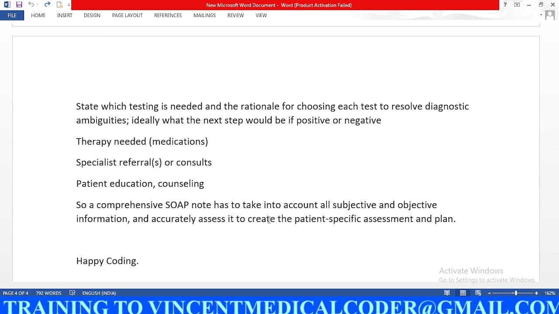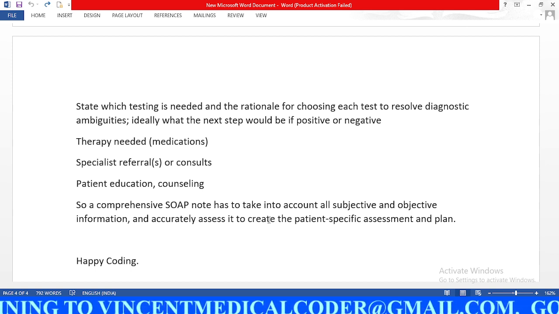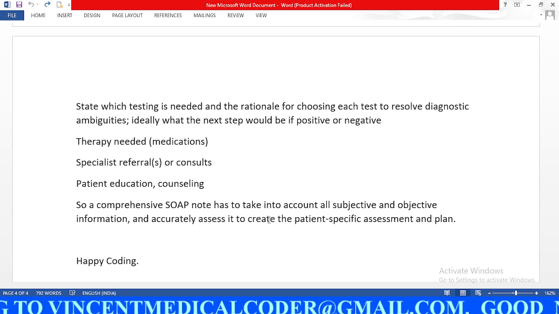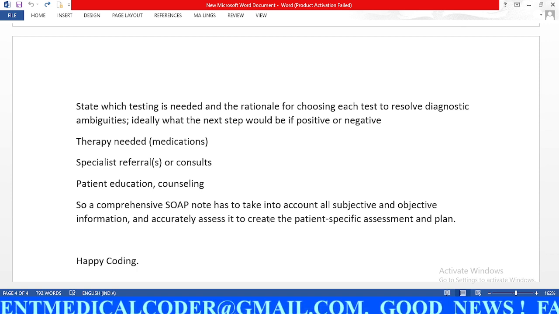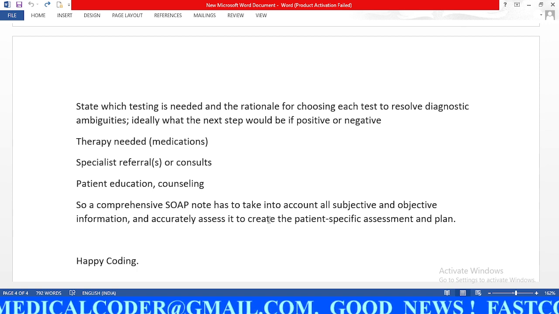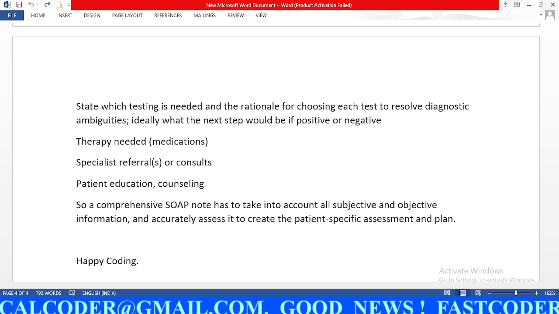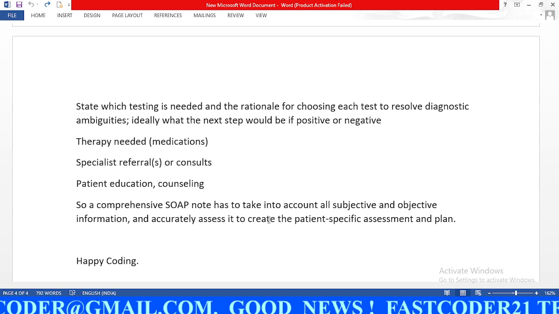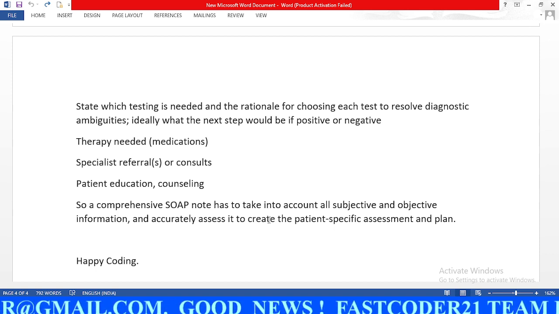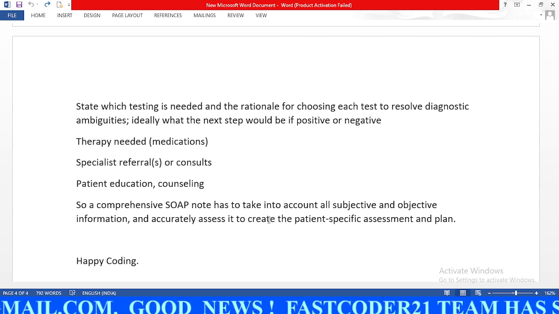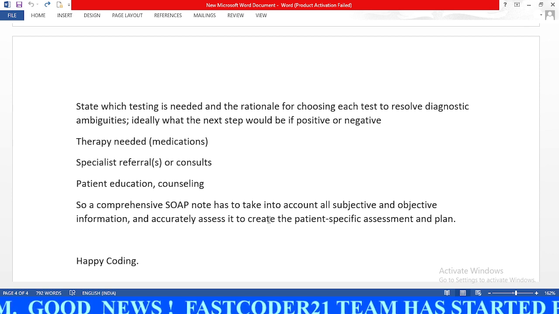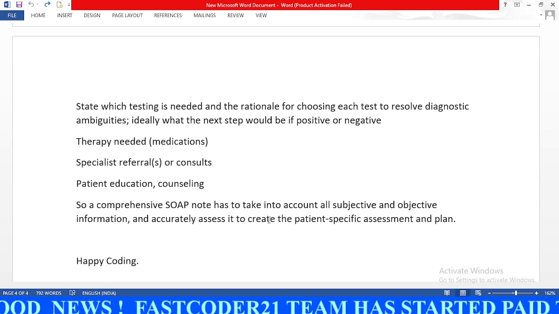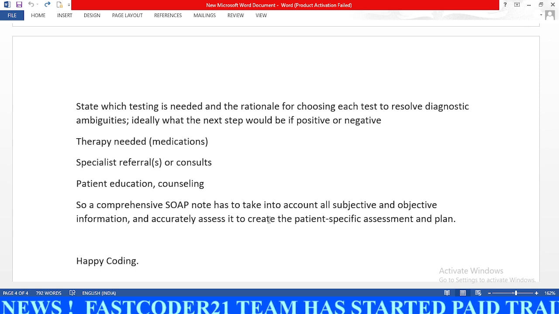So a comprehensive SOAP note has to take into account all subjective and objective information and accurately assess it to create the patient-specific assessment and plan. So if the documentation uses SOAP format, as a coder, we need not worry about any information which we need to code properly using CPT and ICD-10-CM codes.